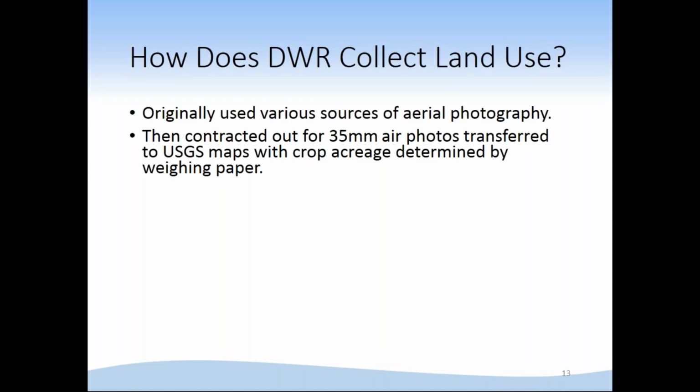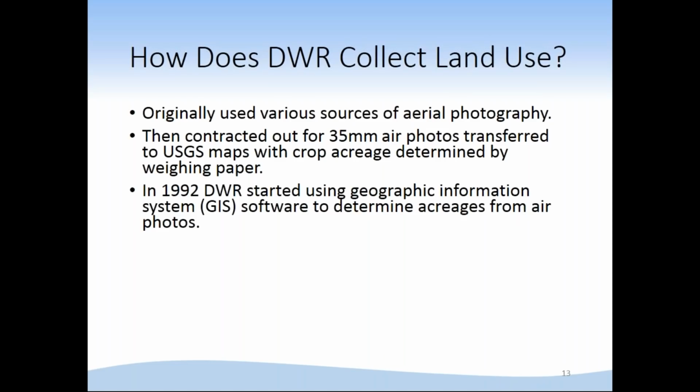Then as technology increased, we contracted to have airplanes flown and 35mm air photos taken. We would transfer what we saw on those 35mm air photos onto USGS quad maps. Once we'd filled out a whole quad map of land use, we would cut out the individual land use categories and weigh them on a chemical balance. We would get the weight, convert that weight into area, and calculate the area of crops within that quad. Some people laugh at that technology, but it was actually pretty accurate.